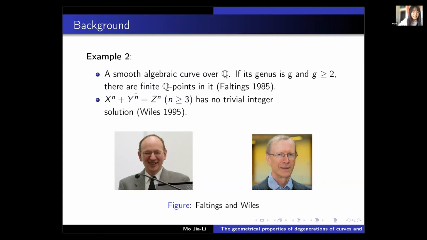Related to this example is the following result. This result was proved by Wiles in 1995. That is, x^n plus y^n is equal to z^n, where n is greater than or equal to 3, has no nontrivial integer solution. These are their pictures, Faltings and Wiles. I think they are very handsome.